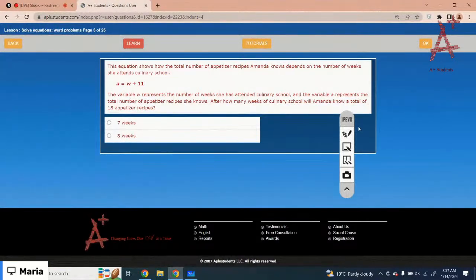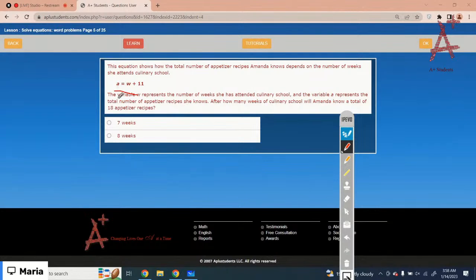Okay, the next one is this equation shows the total number of appetizer recipes Amanda knows depends on the number of weeks she attends culinary school. It would be A equals W plus 11. The variable W represents the number of weeks she has attended culinary school, and variable A represents the number of appetizer recipes she knows. After how many weeks of culinary school will Amanda know a total of 18 appetizers? So here you have to calculate the value of W.